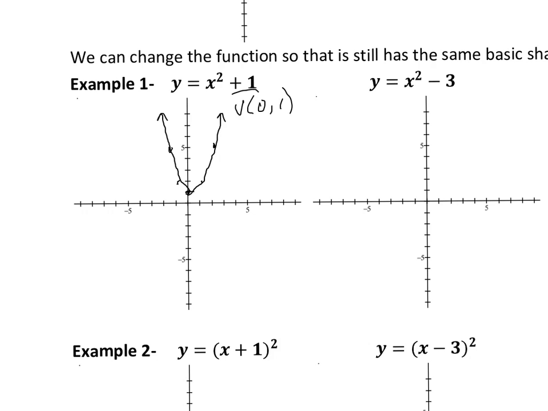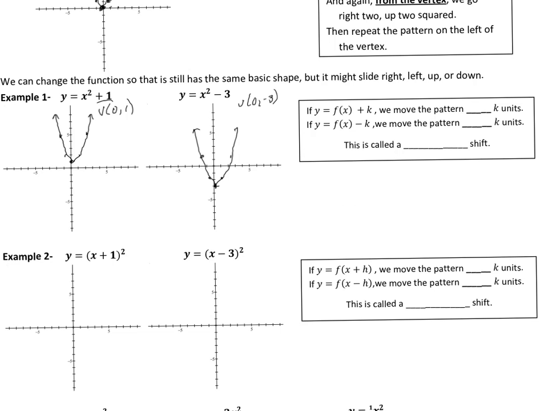So what about x squared minus 3? How's that going to shift it? Down 3, right? So my vertex is at 0 and negative 3. Here's my vertex right here. Same techniques apply. Right 1, up 1 squared. Right 2, up 2 squared. Left 1, up 1 squared. Left 2, up 2 squared. And it always works.